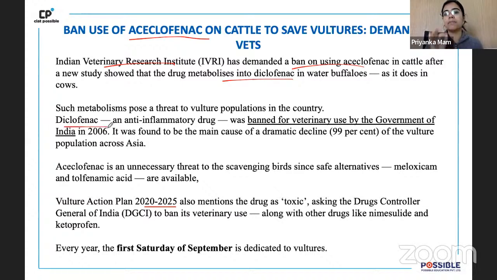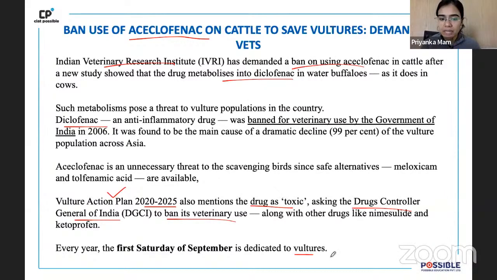And by the way, diclofenac has already been banned for veterinary use by the government of India in 2006. So they're like, this is very unnecessary that you're doing. There are so many other anti-inflammatory drugs. You start utilizing that. Don't use this क्योंकि ये metabolize करके वही diclofenac बन रहा है and vulture की population कम हो जाएगी. So that is what there is to this. Baki Vulture Action Plan 2020 to 2025 also mentions the drug as toxic. Okay, asking the Drug Controller General of India to ban its veterinary use.